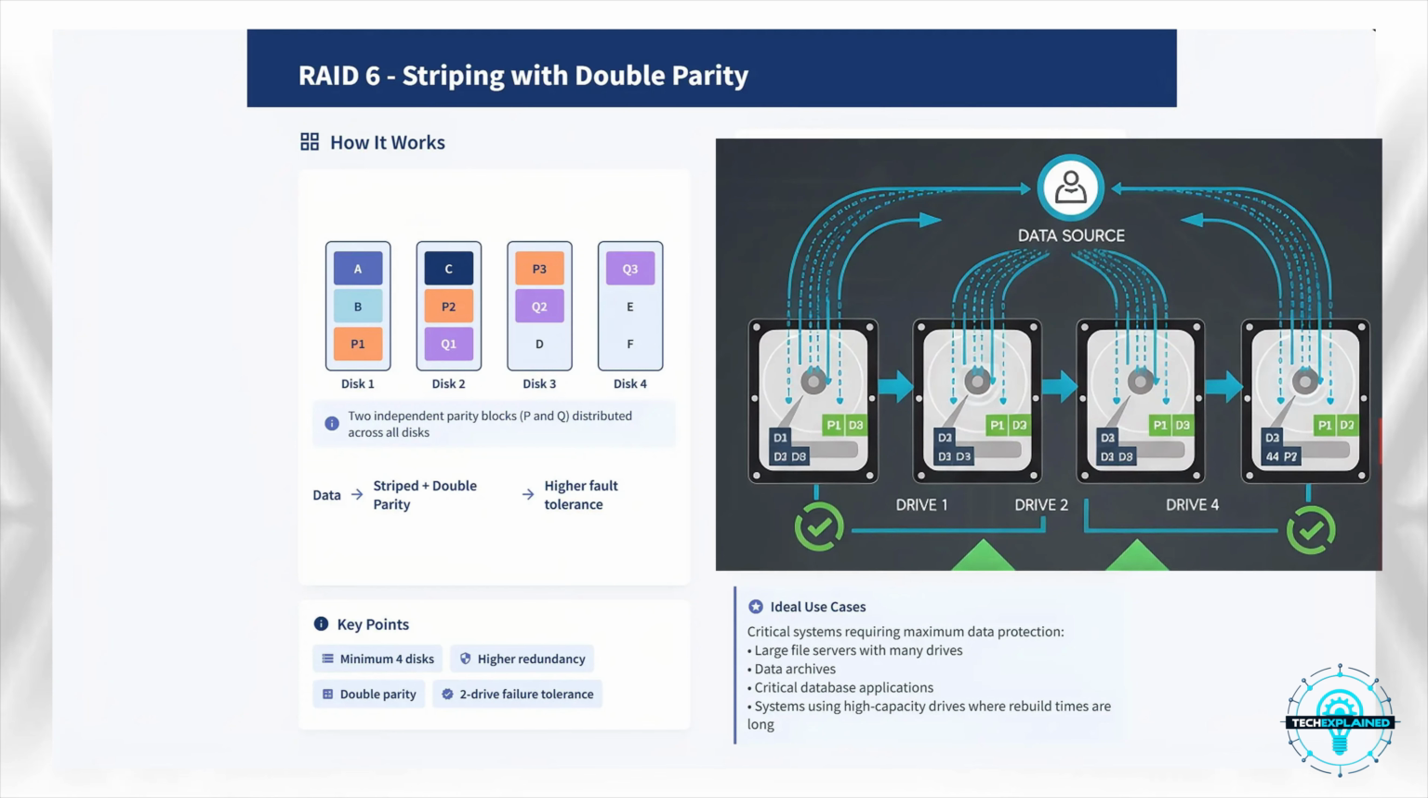RAID 6 is similar to RAID 5, but provides an additional level of protection by using dual parity. It requires at least 4 drives and can survive the failure of any 2 drives in the array. In RAID 6, 2 independent parity schemes are used for each set of data blocks. This means that even if 2 drives fail simultaneously, the system can still reconstruct the lost data using the remaining drives and the dual parity information.